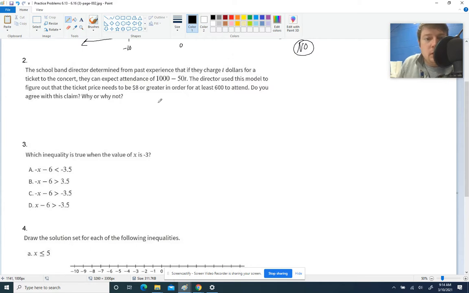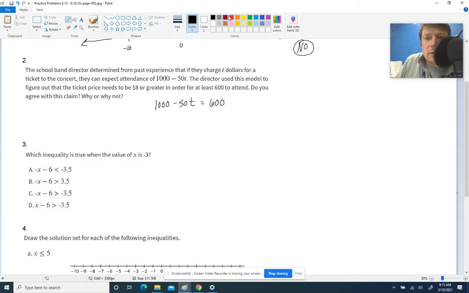Okay, so let's write that down. 1,000 minus 50T. And this is in terms of attendance, right? So we really don't want to deal with the 8. It's really more to do with the 600. So let's set it equal to 600. Find out what T equals. And then we'll decide whether this is a greater than or less than for the $8. Okay, so let's solve this.